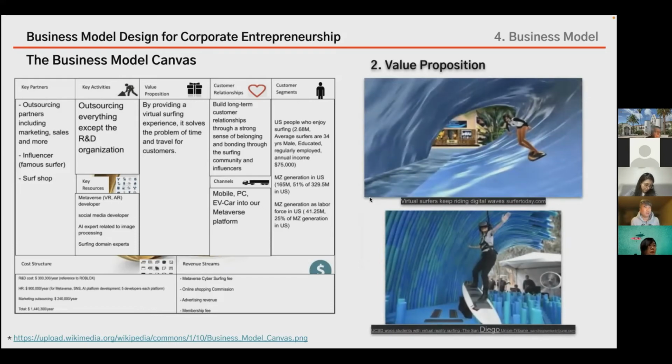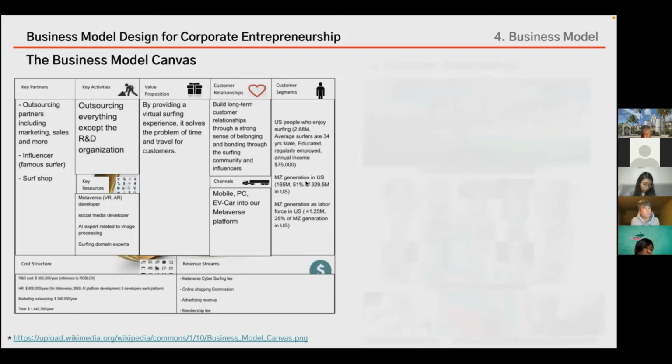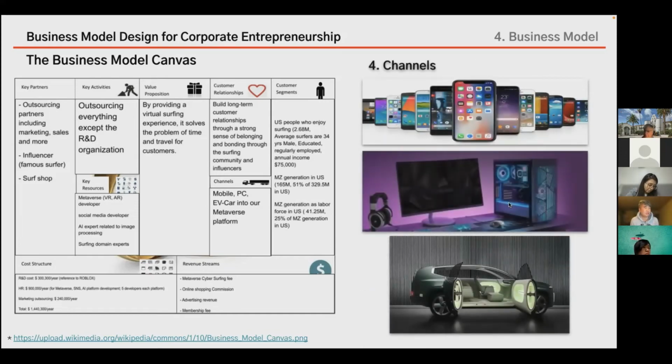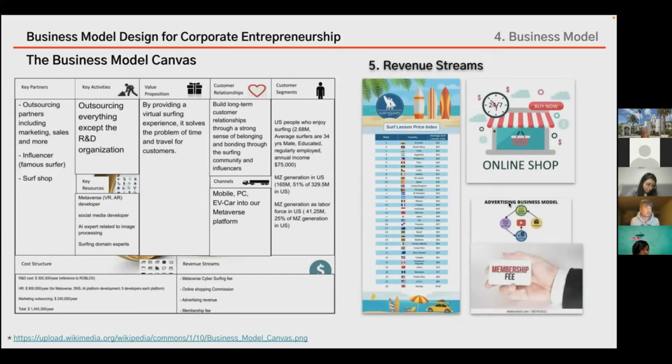And I'm going to tell you about the value proposition in our corporate venture. So our value is providing a virtual surfing experience. We expect it solve the problem of time and travel for customers. We also think about customer relationships. So we are going to build long-term customer relationships through a strong sense of belonging and bonding through the surfing community and influencers like below. And we have channels like mobile, PC, EV car into our metaverse platform. And we have revenue streams like metaverse cyber surfing fee, online shopping commission, and advertising revenue and membership fee.